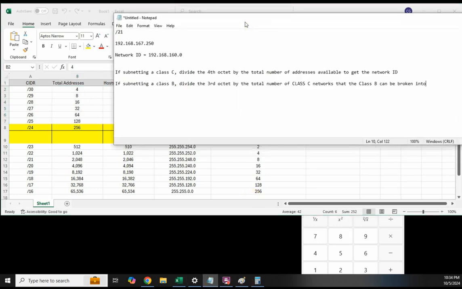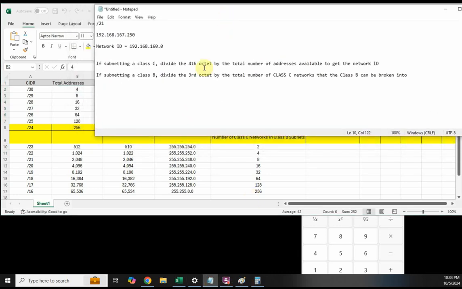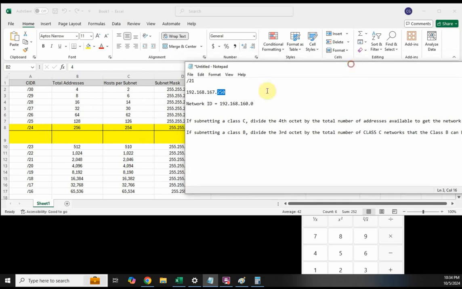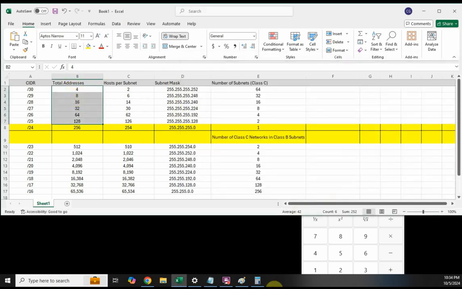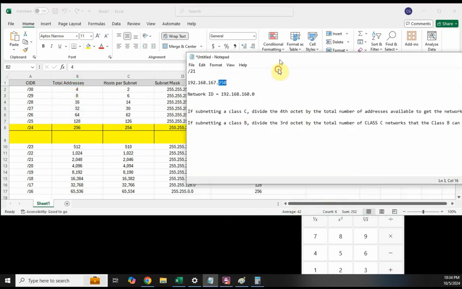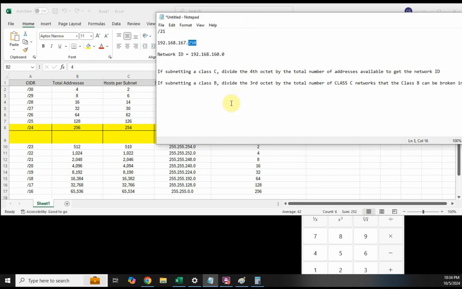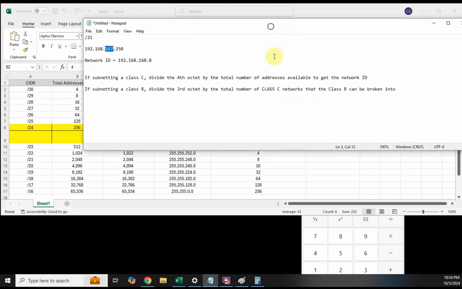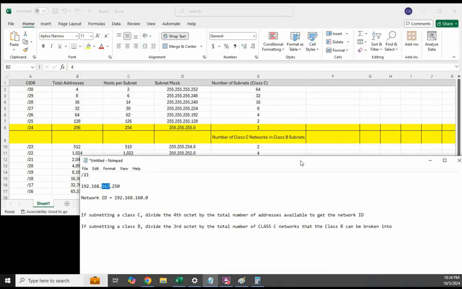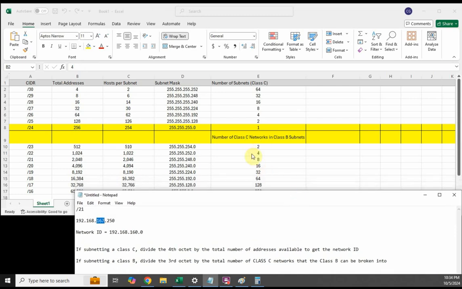Once again, if subnetting a Class C, divide the fourth octet, this one here, by the total number of addresses available to get the network ID. That's this column here. If subnetting a Class B, divide the third octet, this one here, by the total number of Class C networks that the Class B can be broken into. That's how many times you can get a Class C network out of a Class B.